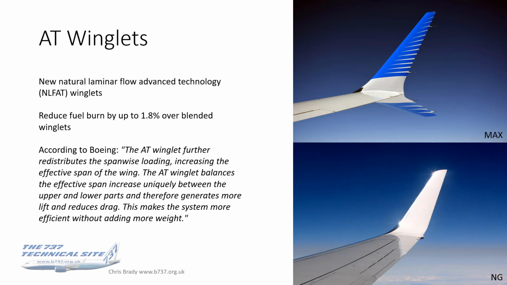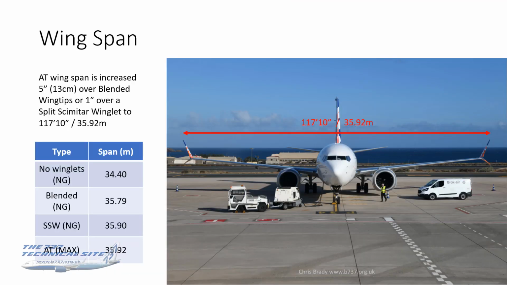Boeing's words on the AT winglet are that it further redistributes the span-wise loading, increasing the effective span of the wing. The AT winglet balances the effective span increase uniquely between the upper and lower parts, and therefore generates more lift and reduces drag. This makes the system more efficient without adding more weight. There you go. So that wingspan, it's actually increased 5 inches over blended winglets, or 1 inch over a split scimitar winglet, and the new wingspan is 35.92 meters, or 117 feet 10 inches in old money.